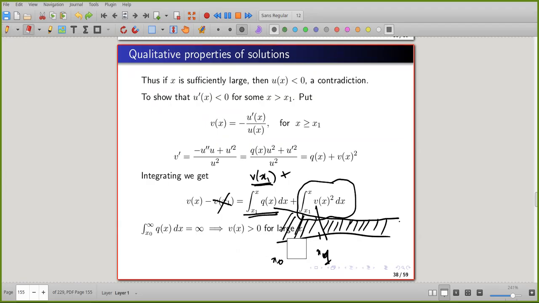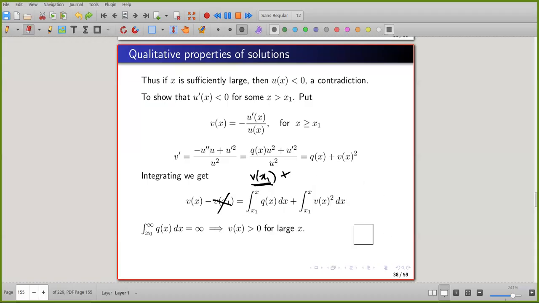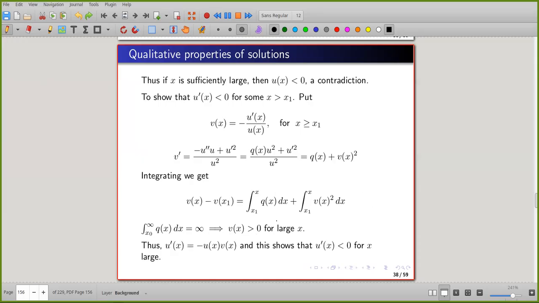That will tell us that this thing is tending to infinity as x tends to infinity. In particular, this implies that v of x is strictly greater than 0 for x large. Now when we put it into this, v of x strictly greater than 0 will mean that u dash x is strictly less than 0 for x large.